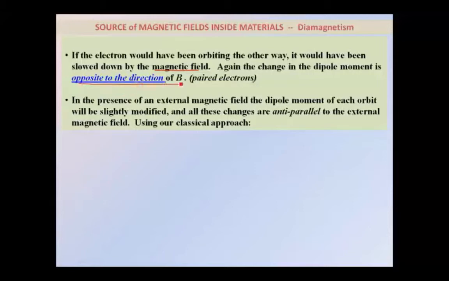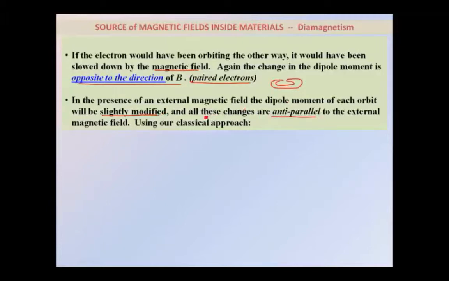B. What we're talking about then is if we have paired electrons, where one is going this way and the other is going this way, they both are going to contribute a reduction in the B field due to this magnetization. So in the presence of an external magnetic field, the dipole moment of each orbital will be slightly modified, and all these changes are anti-parallel to the external field.